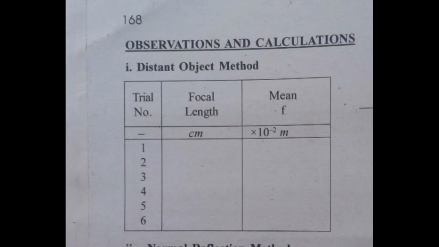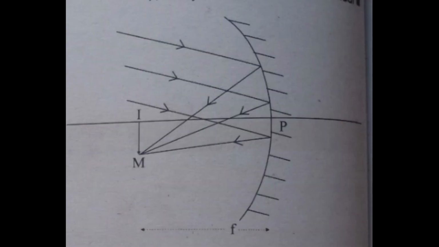Now we have to write down the readings in our tabular column. For that we have only 3 columns. In the first column we have the trial number, and in the second column we have the focal length. So no need of calculations here. Directly we can write the measured focal length there. Then we repeat the experiment and find the mean. That will be the mean focal length in the third column.